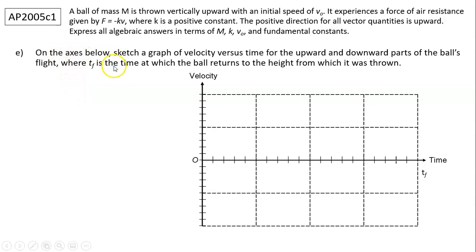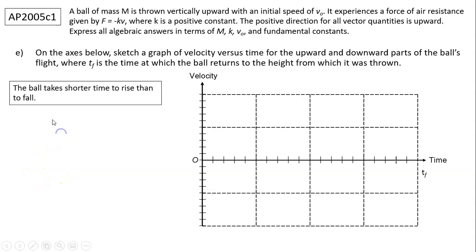Last question. On the axes below, sketch a graph of velocity versus time for the upward and downward parts of the ball's flight, where Tf is the time at which the ball returns to the height from which it was thrown. In order to sketch this v-t graph, we need to know a few things. Let's review. We know the ball is going to take a shorter time to rise than to fall. That means the time at the very top has to be before the middle line.